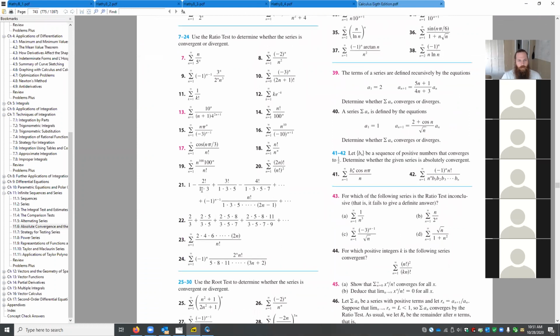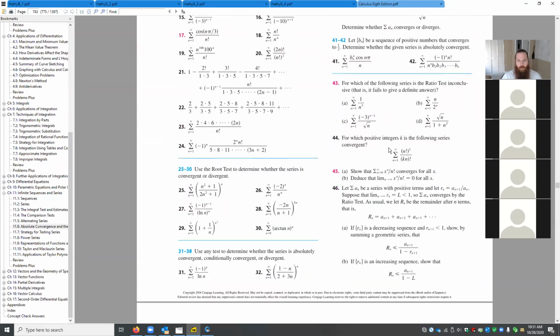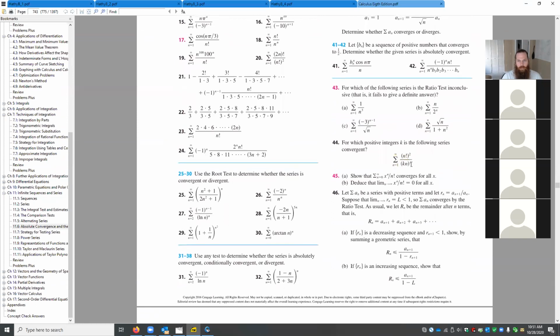And here you see some of these weird products, right? 1 times 3, 1 times 3 times 5, 1 times 3 times 7. This is not a factorial, but it is a factorial-like thing. 21, 22, 23, 24 all have those. If you wanted practice with that stuff, I would recommend playing with some of those. 44 here is a great problem to play with if you want to wrestle with factorials a little bit. So for what values of k is this series convergent? The top is n factorial squared. The bottom is k times n all factorial.